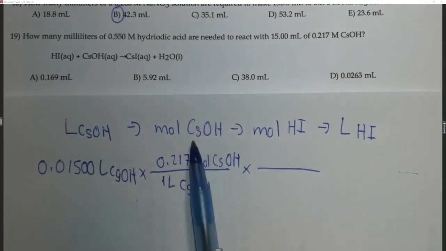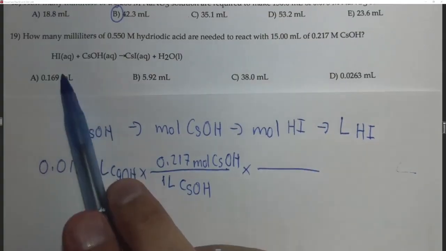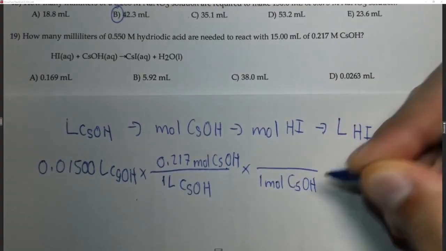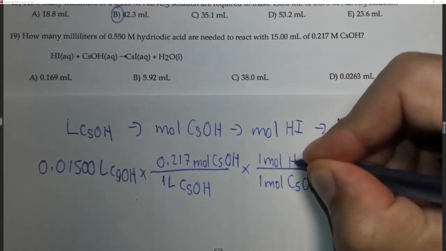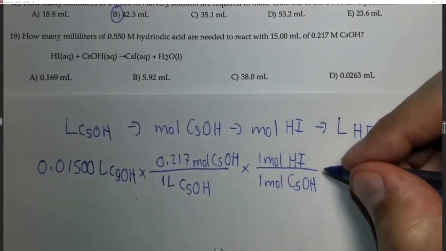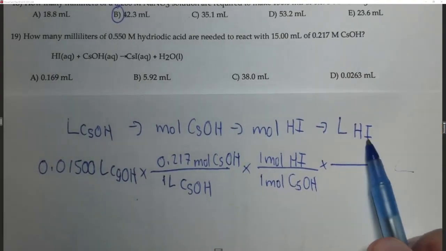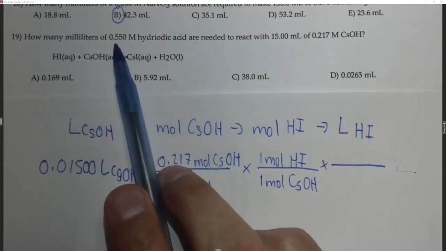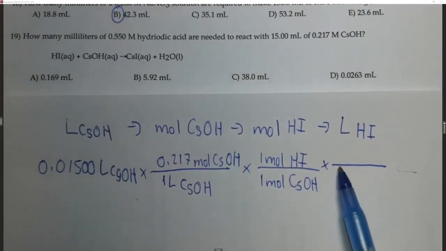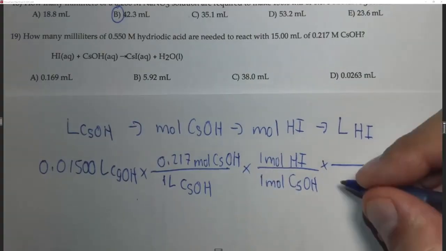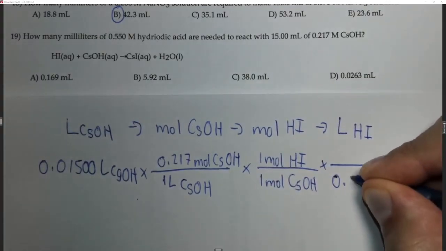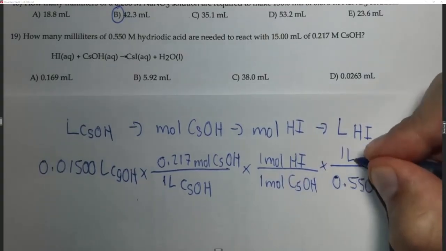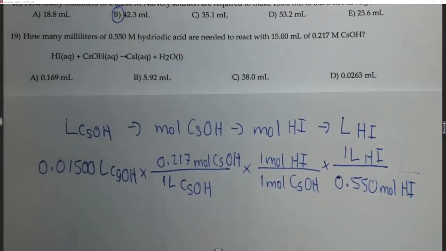We now want to convert to moles of HI. In this case, like always, to go from moles of one thing to moles of another, we use a balanced chemical equation. In this case, we want to put 1 mole of cesium hydroxide on the bottom and 1 mole of HI on the top. We then want to convert to liters of HI. So to do that, we need to use this molarity. But in this case, we want the moles on the bottom because we have moles and we want that to cancel out. So we put 0.550 moles of HI on the bottom and 1 liter of the HI solution on the top.